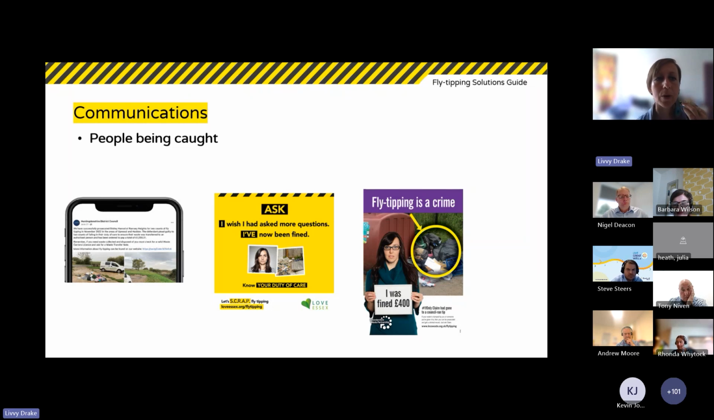There are a whole range of resources that are freely available, and they've got a whole range of these yellow and black ones. So these are duty of care examples, and then we've got the "I was fined £400" one. So again, it's demonstrating that people are being caught. So you're changing the social norm where there's a perception that no one gets caught.